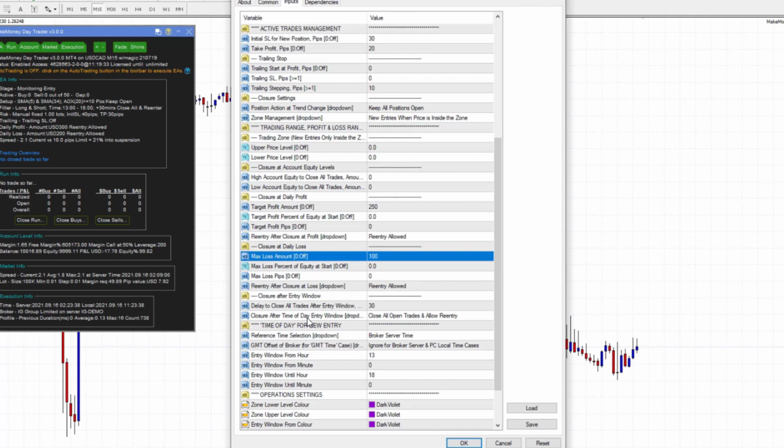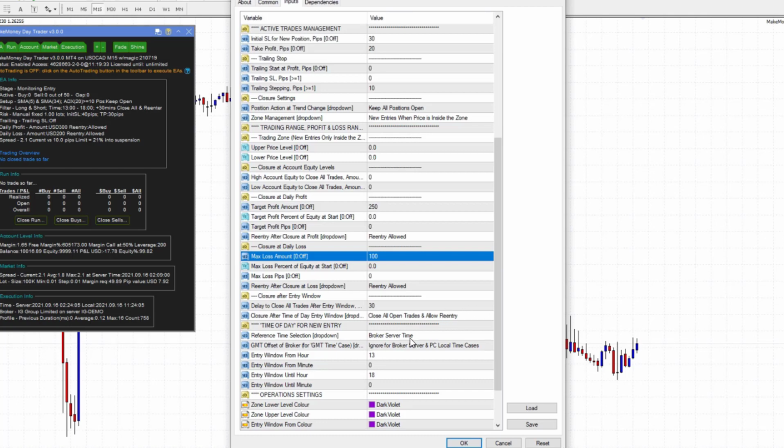Closure after time of day entry. So when that period has expired, I'll say close all entries and allow re-entry on the next day. So when that period is expired, and then it looks there and it says, oh no, another 30 minutes, it will close all the entries and allow re-entry later on.